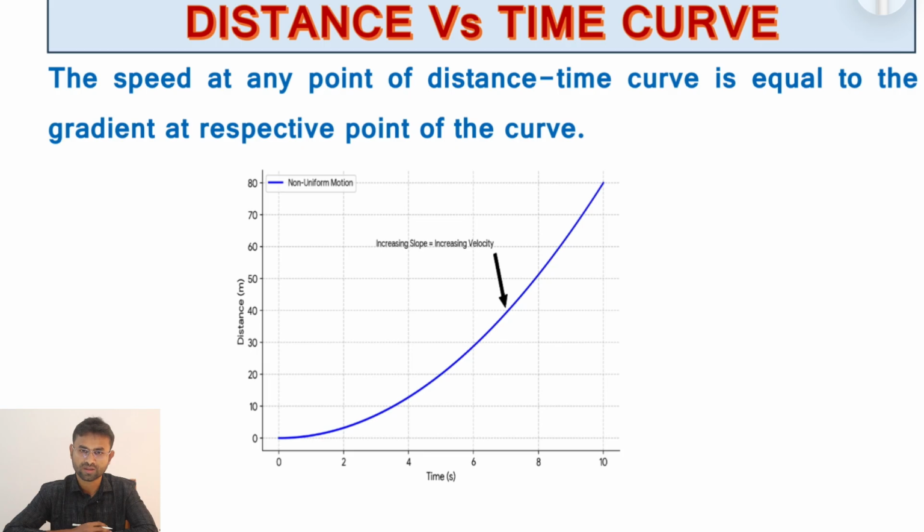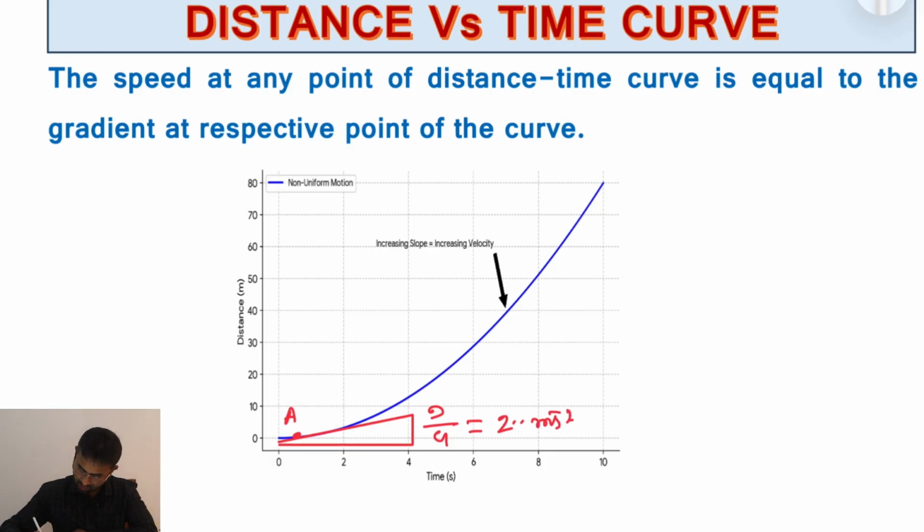Again, if the distance versus time curve is not a straight line, then the velocity at different points will be different. Say at point A, the velocity will be the gradient of this point, that is the y displacement over x displacement. Here y displacement is almost 9 and x displacement is almost 4, so it will be around 2 meter per second, 9 meter and 4 second.